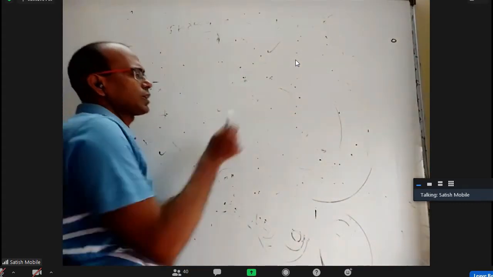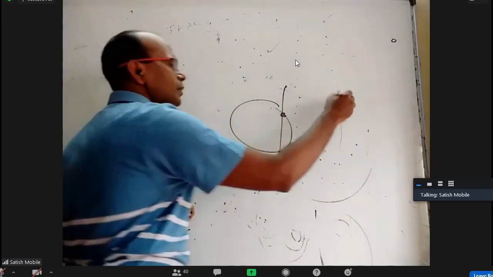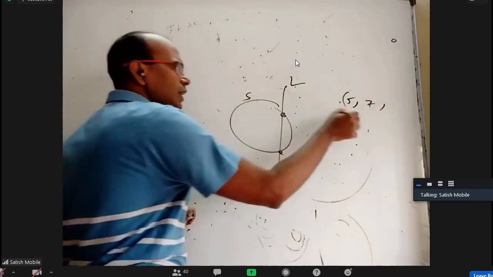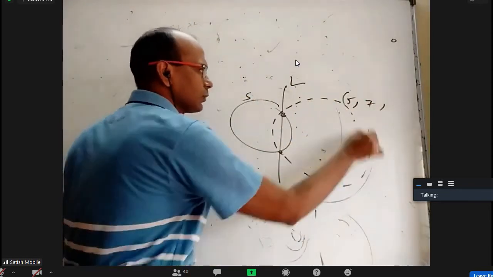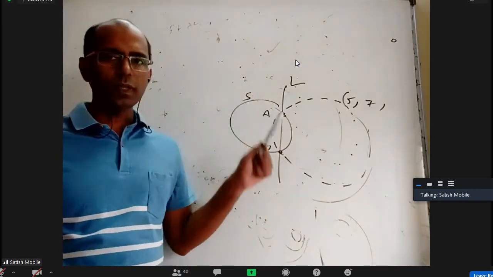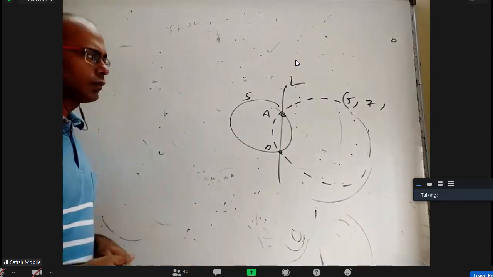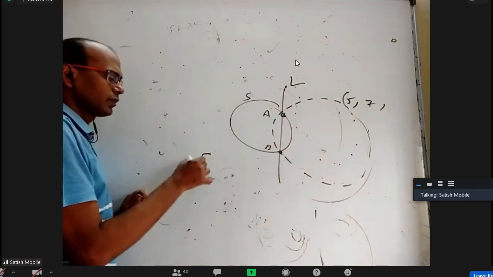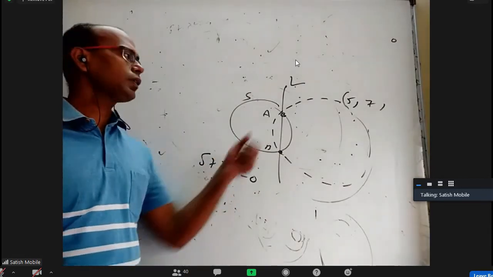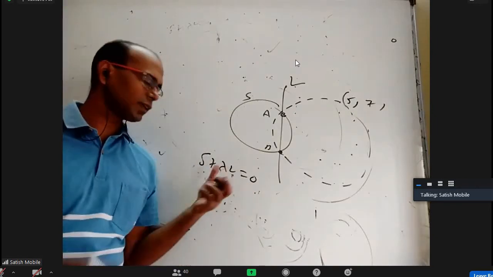So sometimes they can ask: there's a circle, there's a line, they're intersecting at 2 points, and some other point is (5, 7). They'll give this line L, they'll give this S, and they say find this circle. A and B are the points of intersection of S and L. There is a circle passing through A and B and (5, 7). What is that? Very easy. Any circle passing through A and B will be in the form of S plus lambda L equal to 0. How to find lambda? It should pass through (5, 7). Substitute it, we'll get lambda. Put that back here, we'll get the answer.